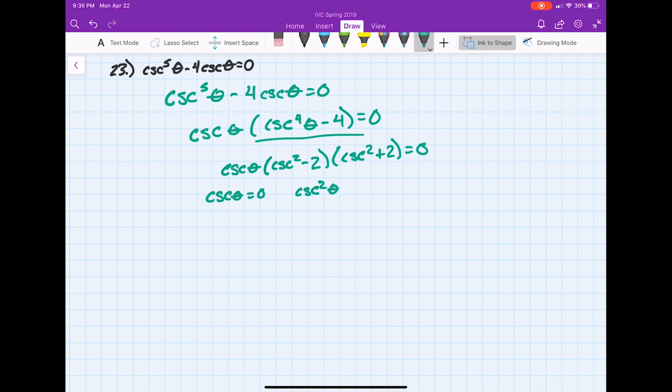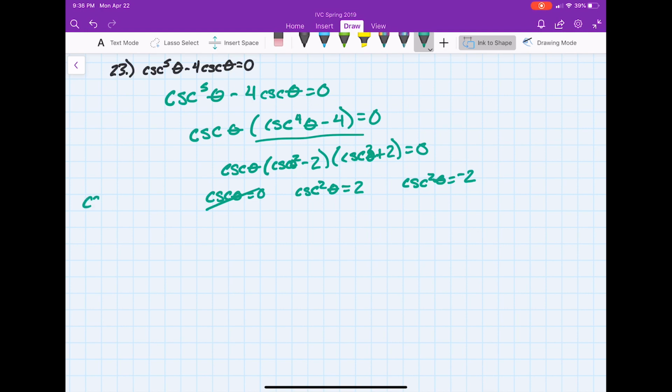Cosecant squared theta would equal 2. Let me get these thetas in here. Looks ugly, but I forgot to put them. But anyway, the center one would be cosecant squared theta equals 2, and this last one would be cosecant squared theta is equal to negative 2.